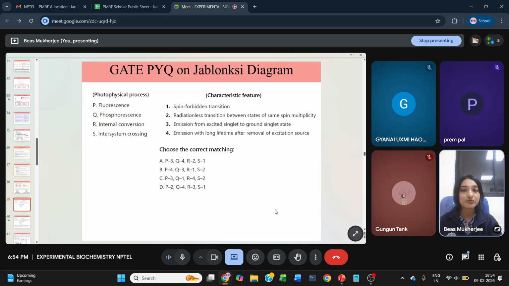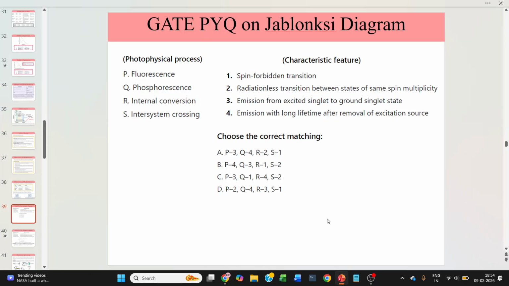Radiation-less transition between states of same spin multiplicity. Emission from excited singlet to ground singlet state. This should be simple. Excited to ground singlet. Right? Okay. And so that's why you're saying it is A or C. Emission of long lifetime after removal of the excitation source. Let's see which is the right answer.